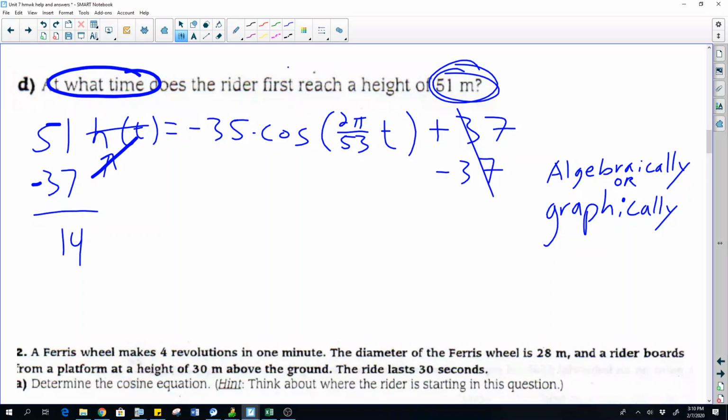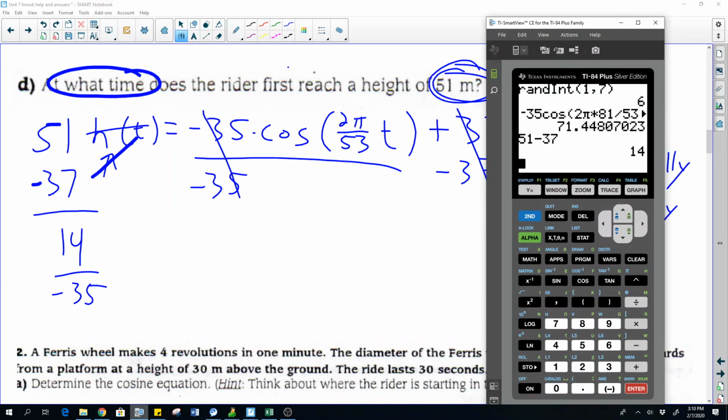Then we have multiplication going on as well as cosine. So now we want to divide. We're going to divide by negative 35 over here as well and get a decimal there. We're trying to solve for t once again. Okay, so we got negative 0.4 now.